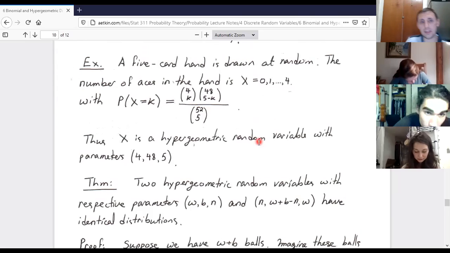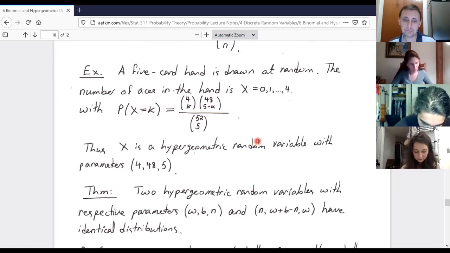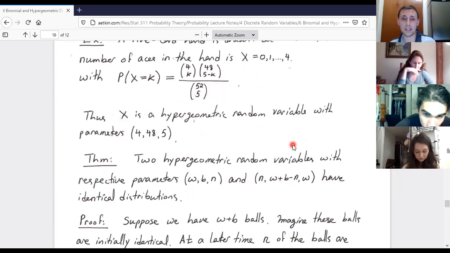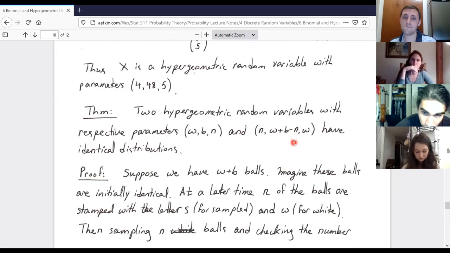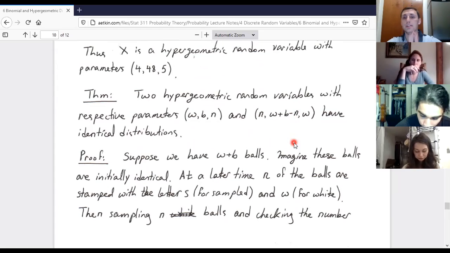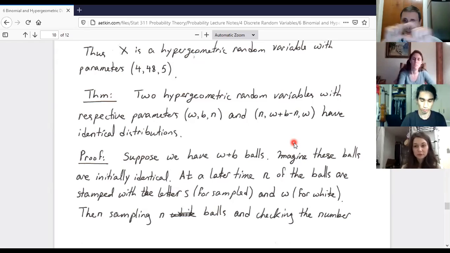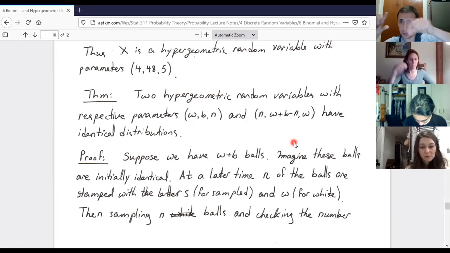So the next theorem about hypergeometric random variables is that two hypergeometric random variables with respective parameters w, b, and n, and n, w plus b minus n, have identical distributions. So weird looking thing here. Let me try to explain to you what's the idea. So we can imagine this in two ways. We usually have two tags for the elk: captured elk and not captured elk, and afterwards we have sampled.